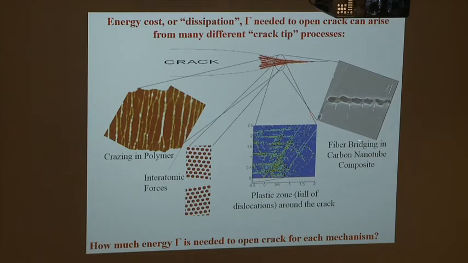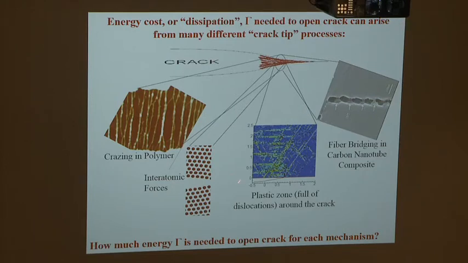This is a picture from some experiments we did in carbon nanotube composites. In this case, we're trying to drive a crack, and we have carbon nanotubes that are holding the crack together and dissipating energy. So it's a little bit like this process, but this is at the micron scale. This is 100 nanometers. So there's some sort of dissipative process associated with the nanotubes. That contributes to gamma in this system.